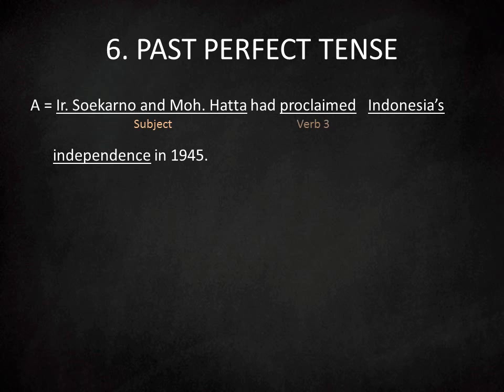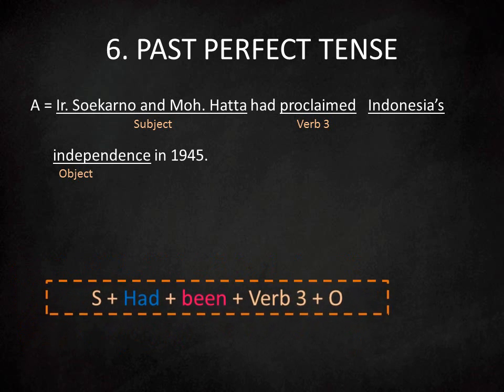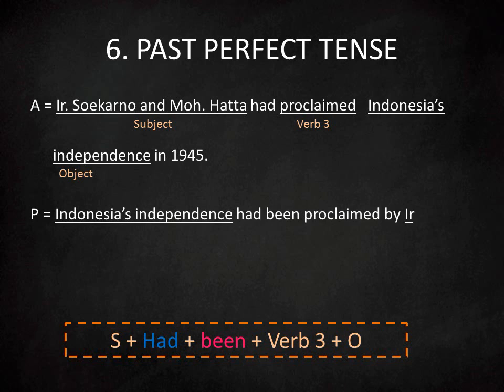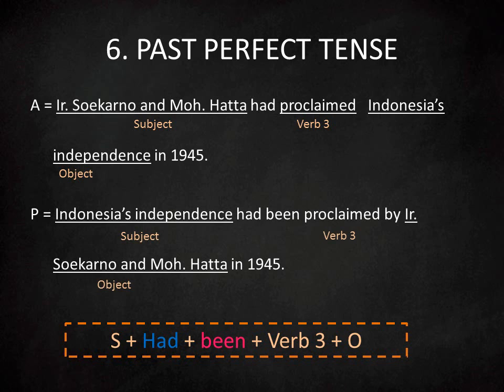The formula for this sentence is subject plus had plus been plus verb 3 plus object. The passive sentence will be Indonesia's independence had been proclaimed by Insinyur Soekarno and Muhammad Hatta in 1945. Had shows that the action had been done in the past.